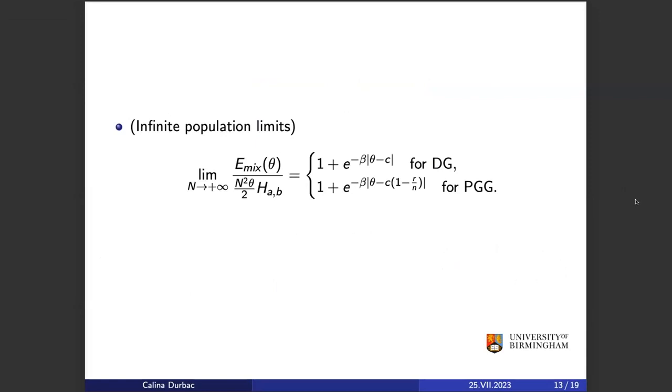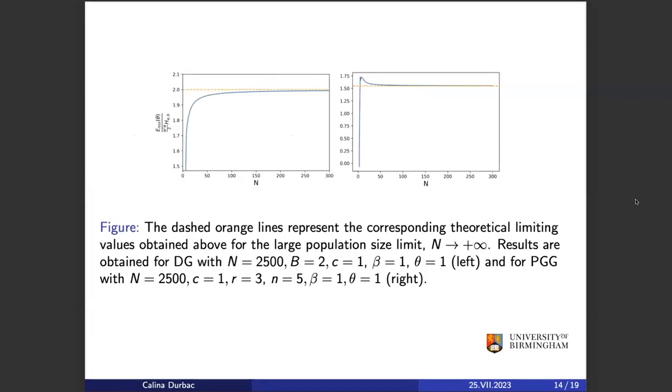And again, just to prove to you that we're doing something right, we've got our lovely simulations, left donation game, right public goods game with the usual parameters. And as you can see, in both cases, our mixed cost function follows the limit perfectly.